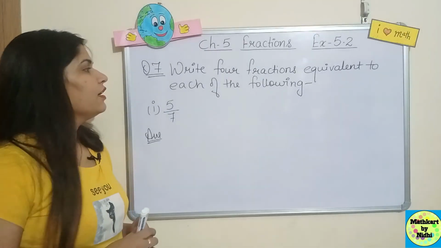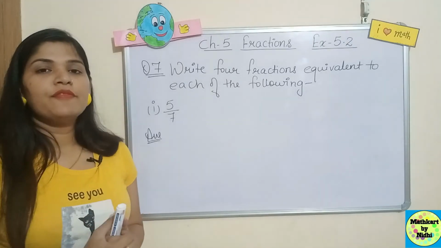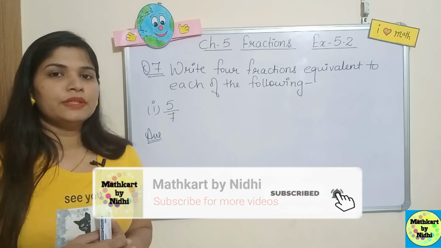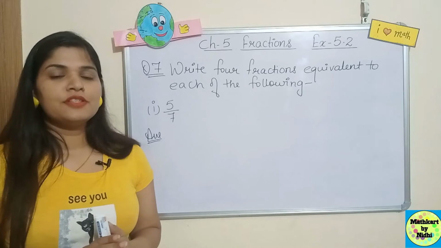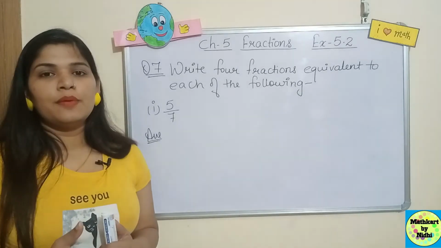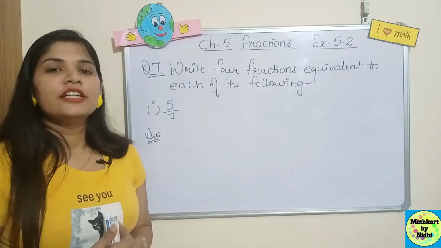Question number 7. Write 4 fractions equivalent to each of the following. Children, in the previous question we multiplied by the desired number, but here it is simply asked that we write 4 equivalent fractions. So we can multiply these numbers by any number, but make sure that we multiply the numerator and the denominator by the same number.